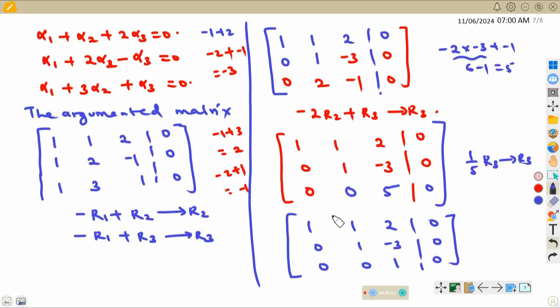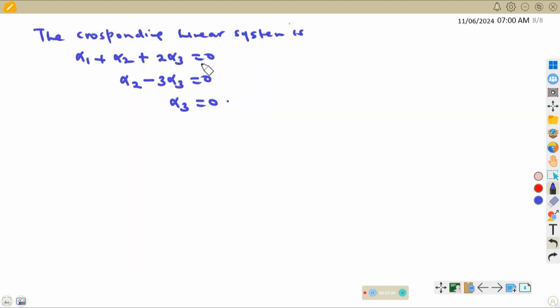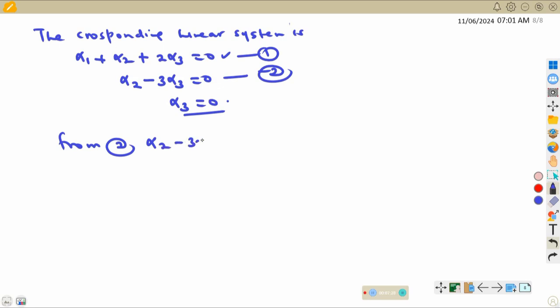That is per the first row. Alpha 1 plus alpha 2 plus 2 alpha 3 equaling to 0. So we shall be able to obtain this. Then the next one will be alpha 2 minus 3 alpha 3 is equal to 0, and alpha 3 is equal to 0. So for that case, we already have alpha 3 equaling to 0. You can call this one 1 and this one 2. So from equation 2, using back substitution, we can get alpha 2 minus 3 times 0 is equal to 0. Of course, this will give us alpha 2 equaling to 0.